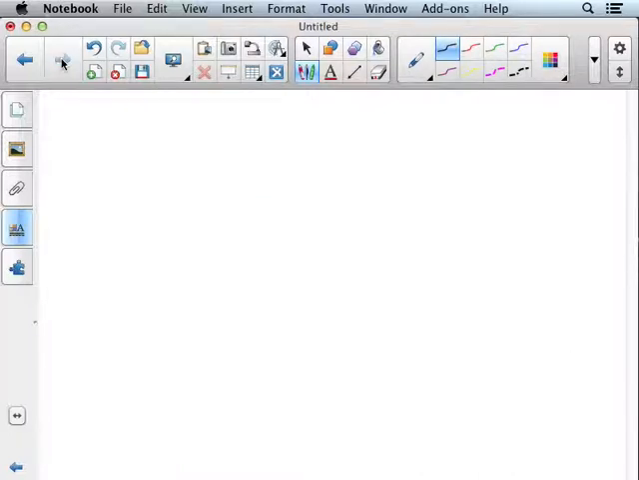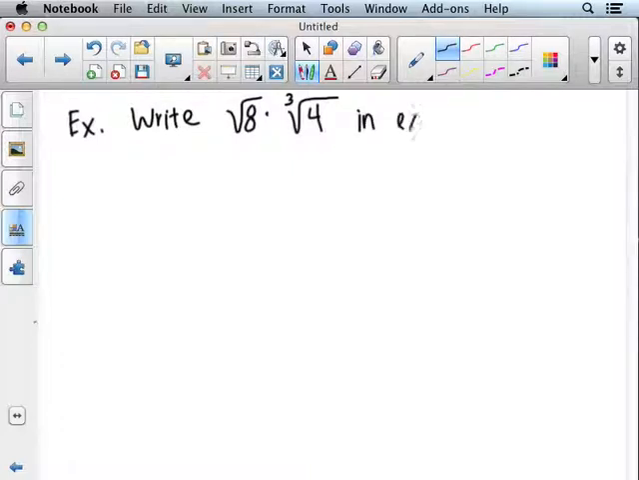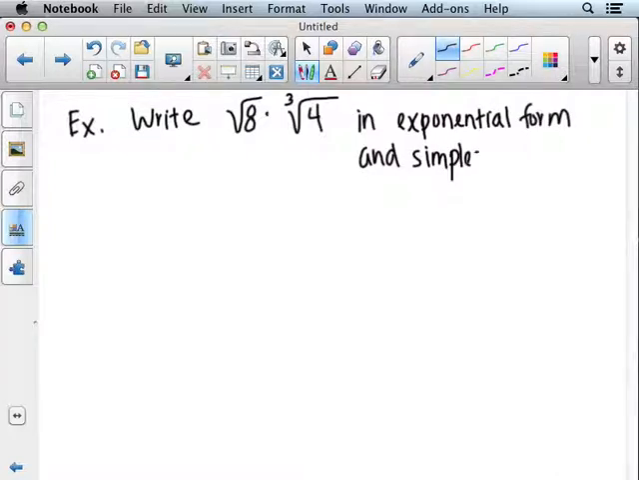Last example. Write square root of 8 times cube root of 4 in exponential form and in simplest radical form. So I'm going to start out by writing them in exponential form.